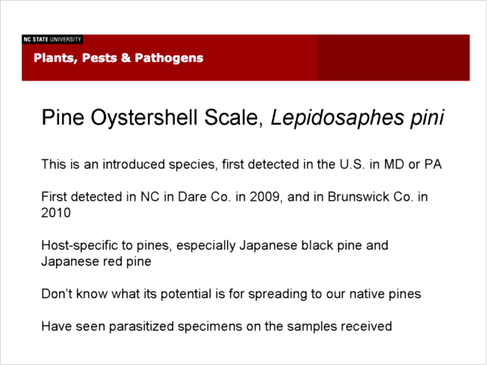Some of these samples that have come in, I have seen little exit holes cut in some of the scales where a parasite has emerged, and we do have several other species of scales in the genus Lepidosaphes here in North Carolina, including the Mascal scale, which is going to be on conifers like juniper, arborvitae, leyland cypress, and so on. Oyster shell scale, which is found on a variety of hardwood trees. The camellia scale, which can be found on camellia and on hollies. So parasitoids that attack other species of Lepidosaphes may also go for this pine oyster shell scale.